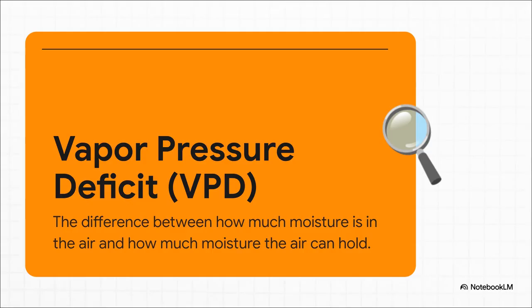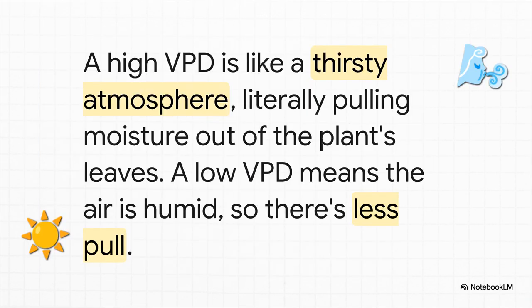And to answer that question, the code has to focus on one absolutely critical environmental factor, vapor pressure deficit, or VPD for short. You can just think of VPD as a measure of how thirsty the atmosphere itself is. It's all calculated from temperature and humidity, and it is the single biggest force that's pulling water out of a plant's leaves.